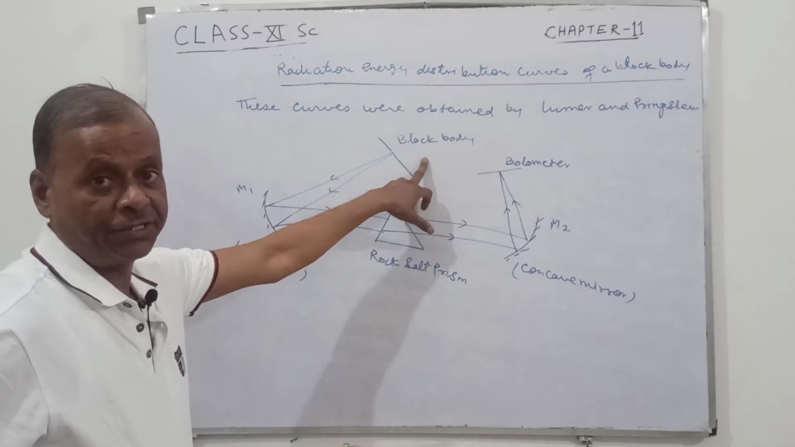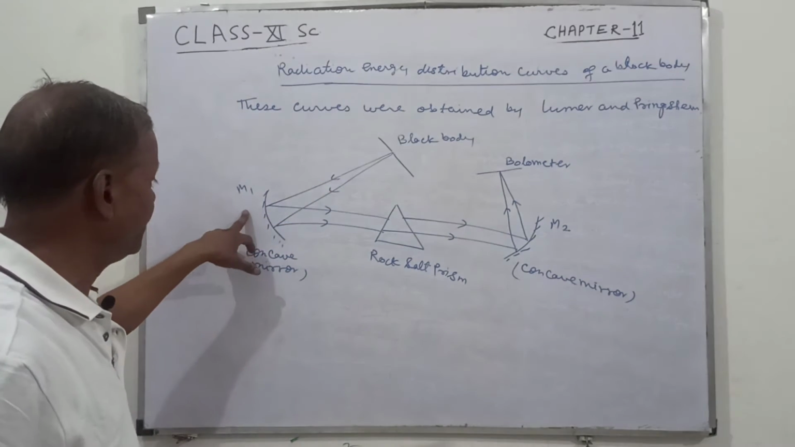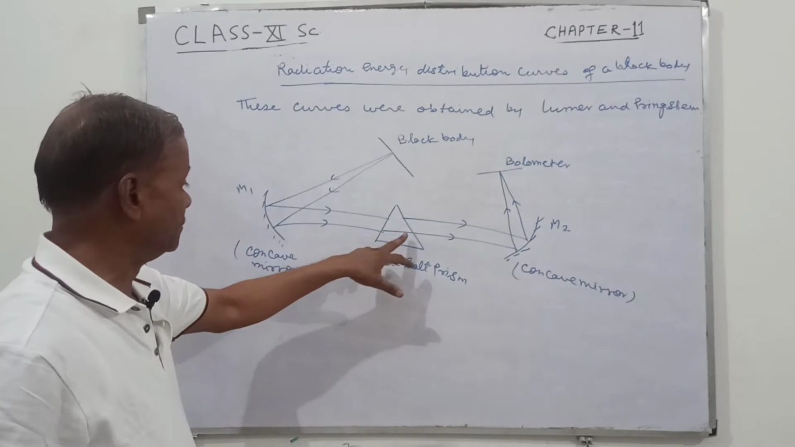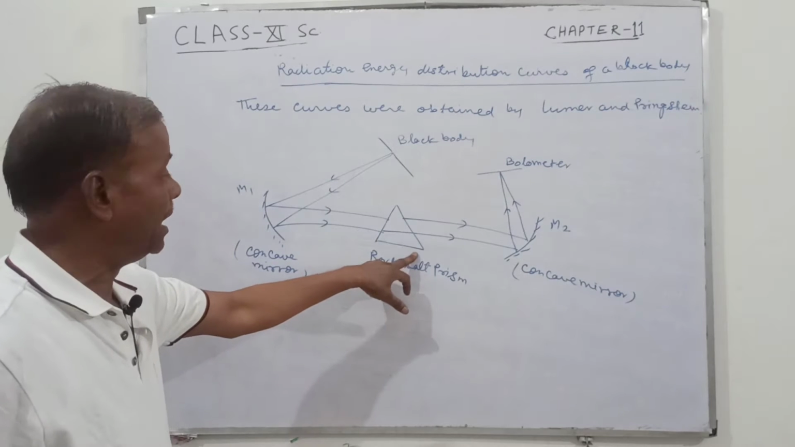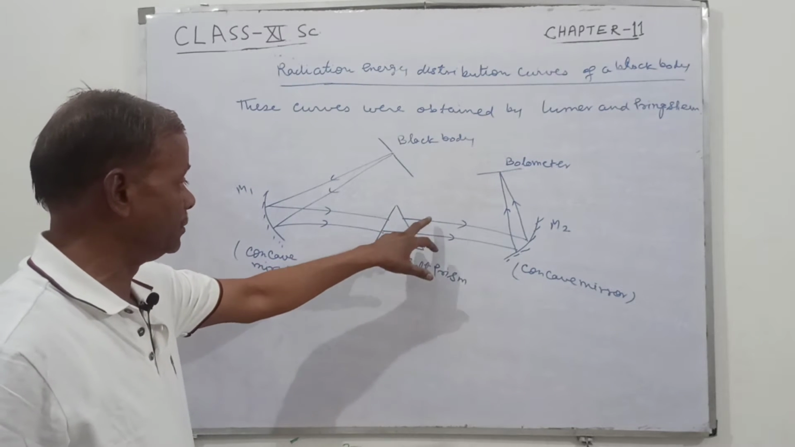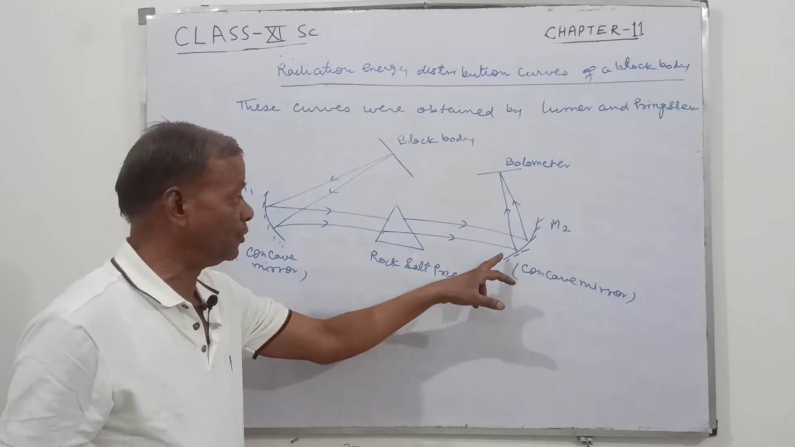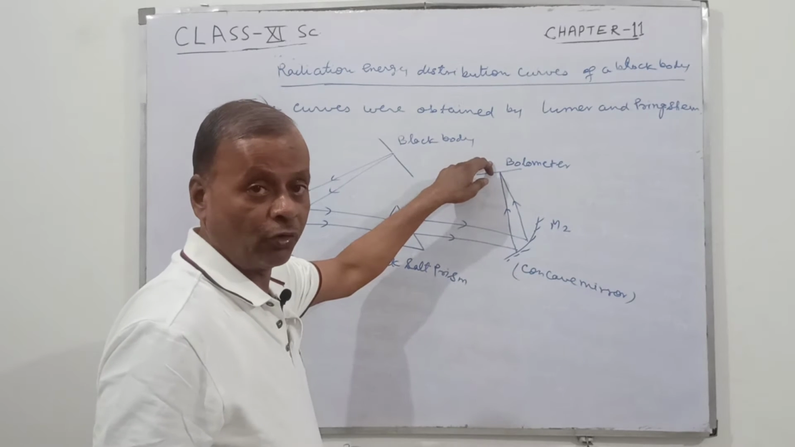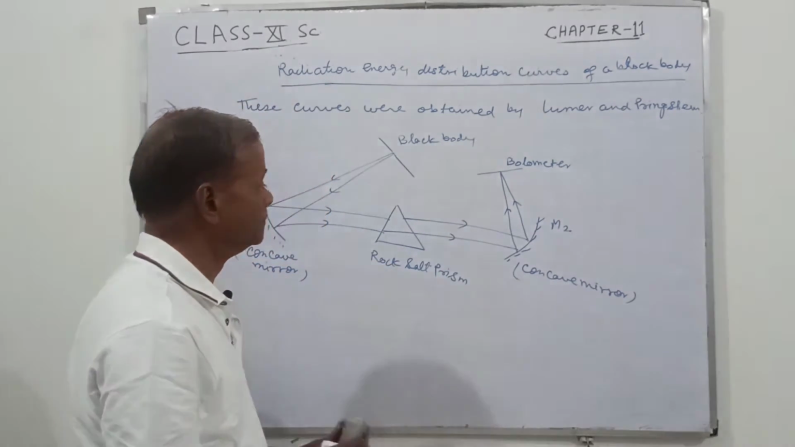When this black body is heated, it emits radiation. These radiations go to the mirror M1, from where they are reflected, and then they pass to the rock salt prism. After passing through this, the heat radiation goes to the concave mirror M2. Now from here, it is again reflected and goes to the bolometer, and the bolometer measures the intensity of the heat radiation.